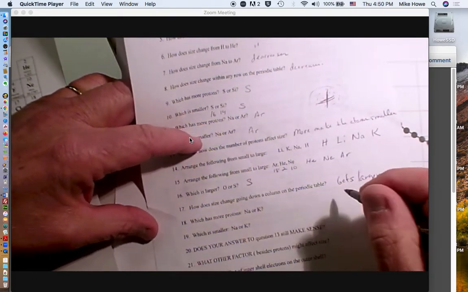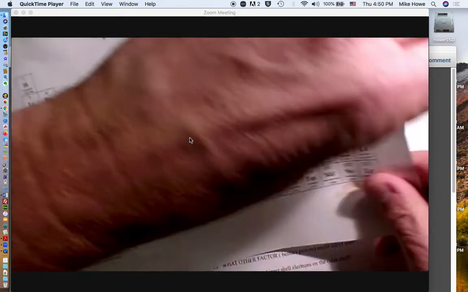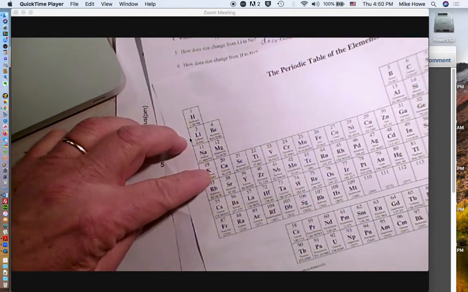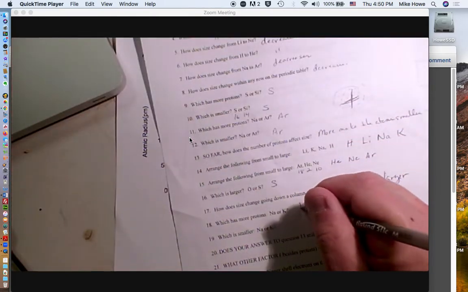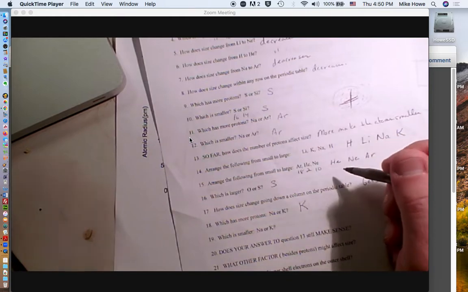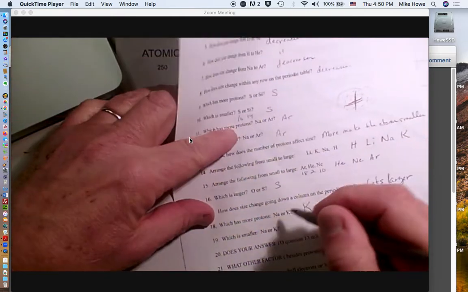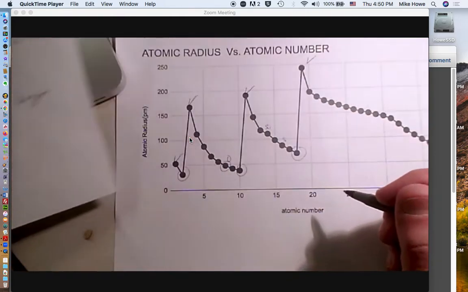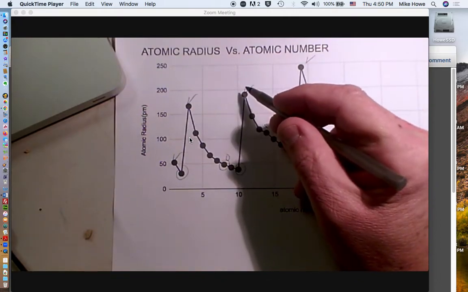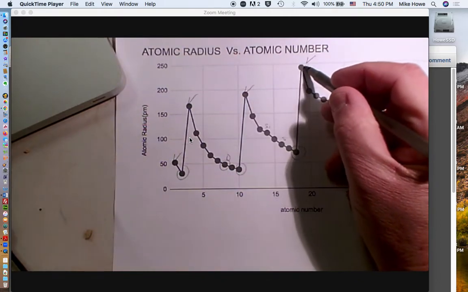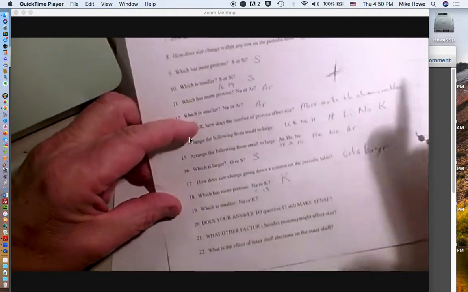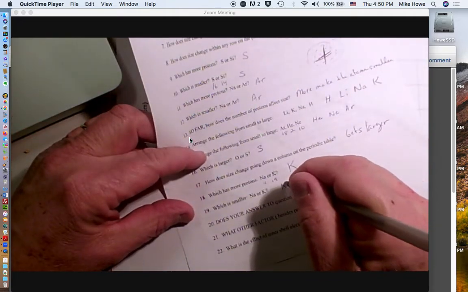All right, now which has more protons, sodium or potassium? Sodium has 11, potassium has 19. So potassium. Which is smaller, sodium or potassium? Again, this is number 11, that's number 19. So look over here, number 11 is here, number 19 is here. So which is smaller? Na.